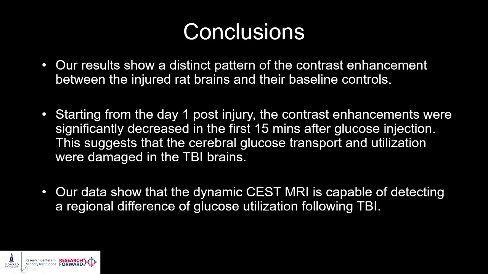our results show a distinct pattern of the contrast enhancement between the injured rat brain and their baseline controls. Starting from day 1 post-injury, the contrast enhancement was significantly decreased in the first 15 minutes of glucose injection. This suggests that the cerebral glucose transport and utilization were damaged in the TBI brains. Our data show that the dynamic CEST MRI is capable of detecting regional differences of glucose utilization following TBI.